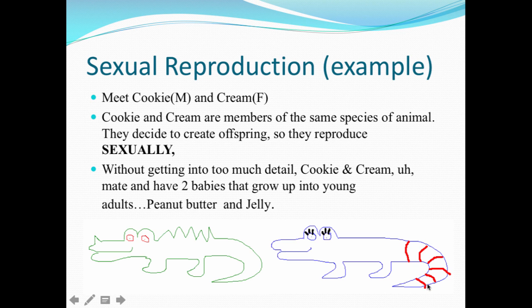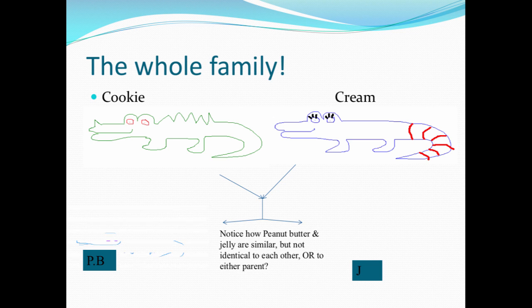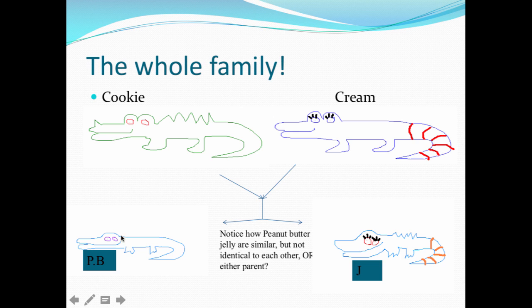So if they decide that they're going to mate and have some offspring, they have peanut butter and jelly. Okay? Notice how peanut butter is a male, but he does have the blue skin from his mother, but he does not have the ridges from his father or the banding on the tail. Where jelly is a female, she also has the blue color from her mother, but she does have the ridges on her back and the banding on the tail. So even though they are full siblings, they do not look identical to each other or to one of the parents.